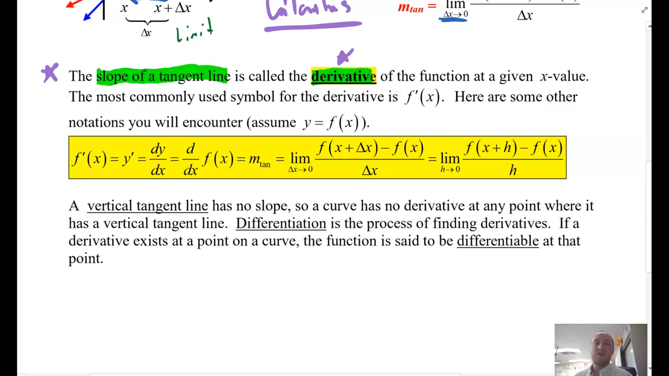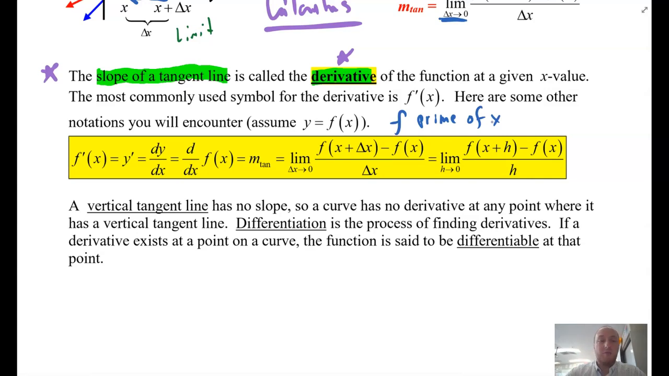Now, the most commonly used symbol for the derivative is f prime of x. F prime of x. And I want you to say this and write this with me. F prime of x. Okay, that's how you pronounce that. F prime. I don't know why I put the parentheses there. F prime of x.